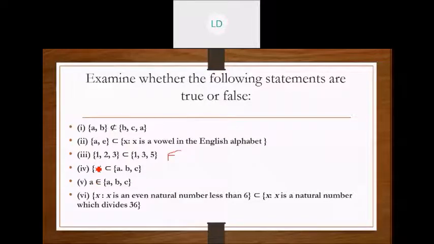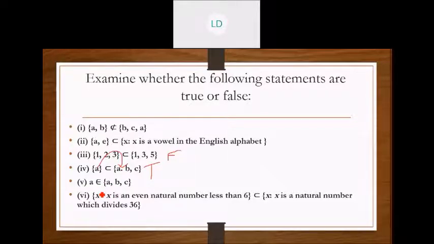Next, fourth question. The set {A} is a subset of {A, B, C}. It is definitely a subset because all the elements here are there here. Therefore it is a subset. So this is true.